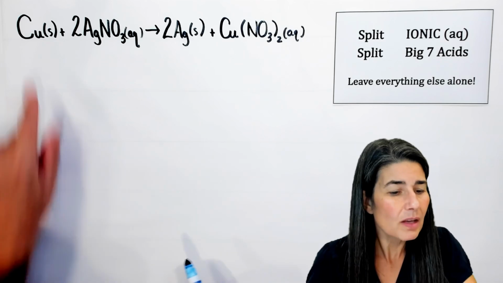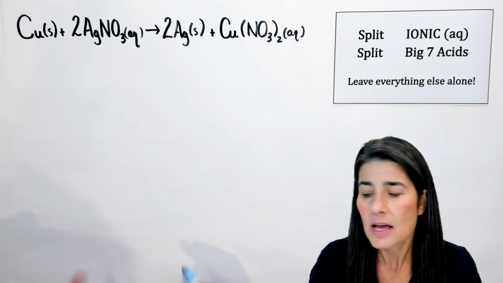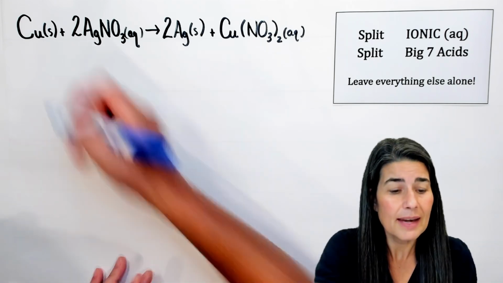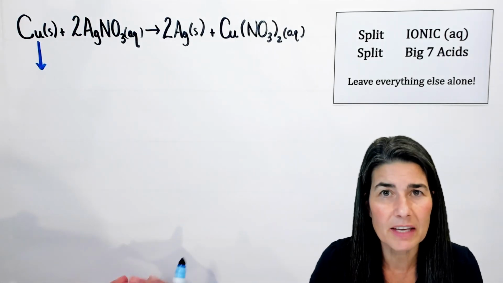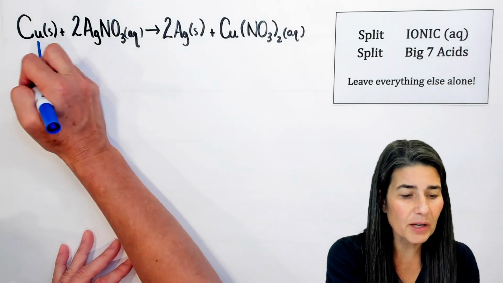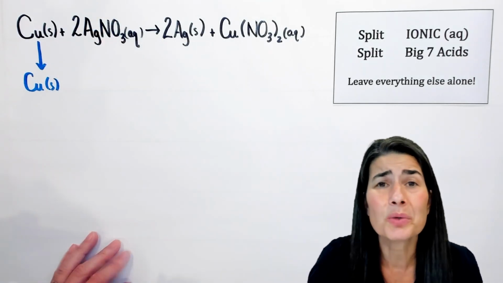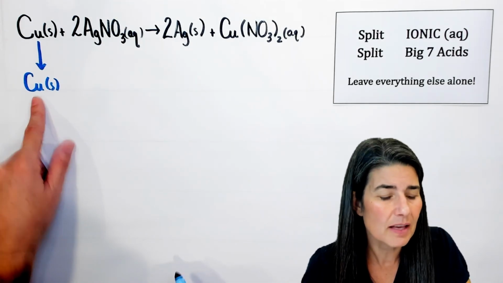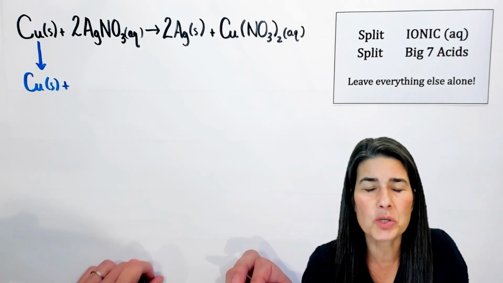Let's begin. Copper. Copper is a solid here. It is not ionic. It is not a big 7 acid, so we leave it alone. When I leave it alone, it's extremely important to leave it alone. Do not embellish it. This copper at the beginning was solid copper with no charge. Do not add a charge here. It stays copper by itself. We're going to take that solid copper and react it with silver nitrate.